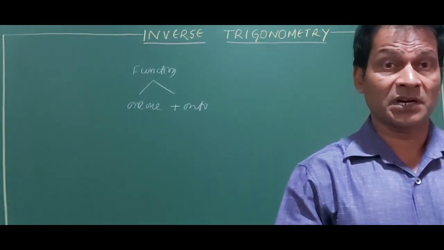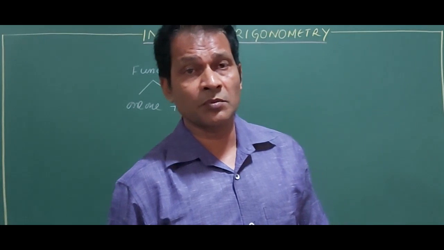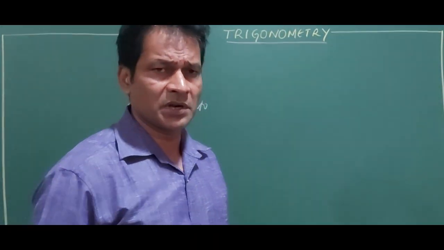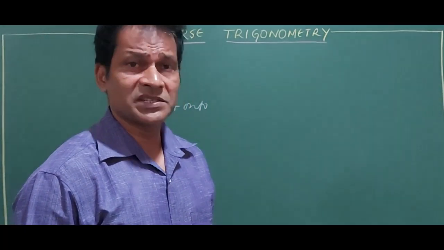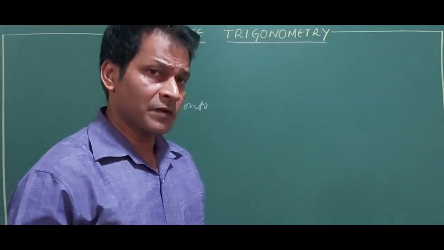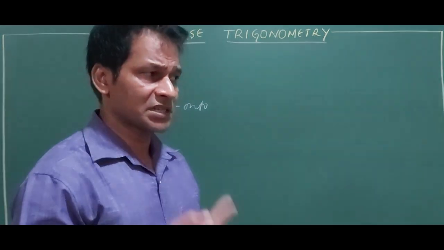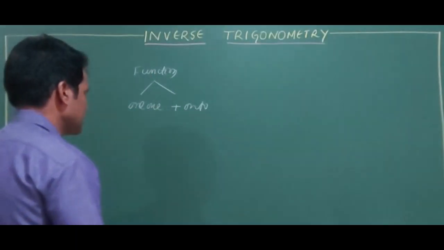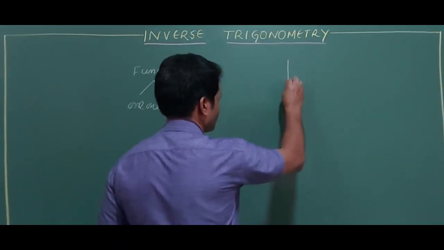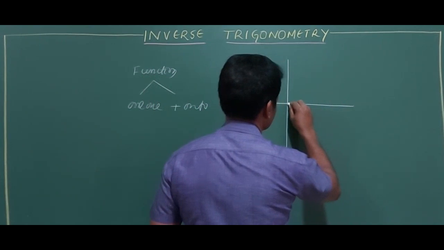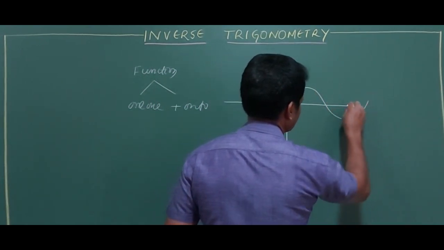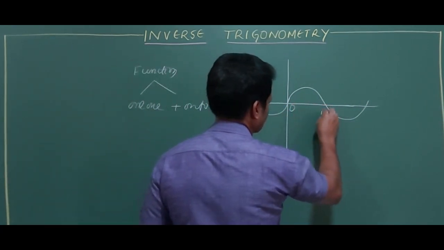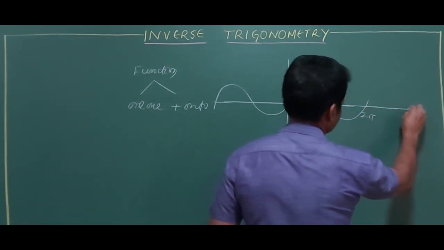Now we are coming to trigonometry functions, and we know that none of the trigonometry functions, sine, cos, tan, cot, sec, cosec, are bijective functions. If a function is bijective, then only it is invertible. For example, if I think about sin x, it continues this way.